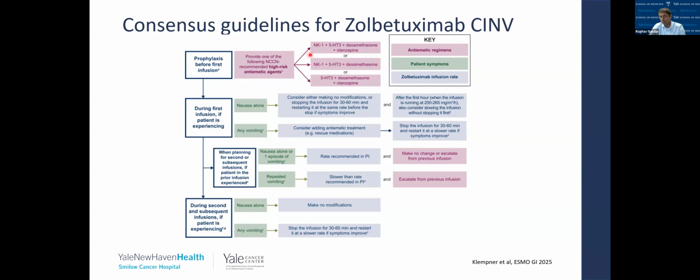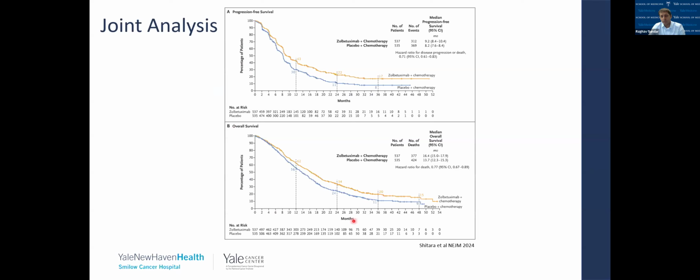But at Yale, we have actually adopted the 4-drug regimen for the treatment of patients receiving zolbetuximab, and the nausea and vomiting has definitely been a lot more manageable with this regimen. Again, a couple of months ago, we also saw the results for joint analysis of both the Spotlight and Glow, again reinforcing this idea that the addition of zolbetuximab to chemotherapy was beneficial, with a very nice hazards ratio of 0.77 for overall survival. And this was published in the New England Journal of Medicine a couple of months ago.